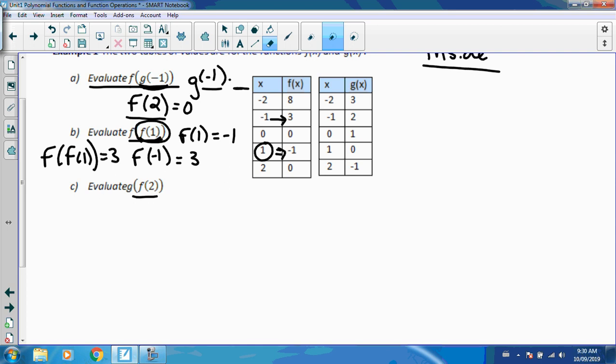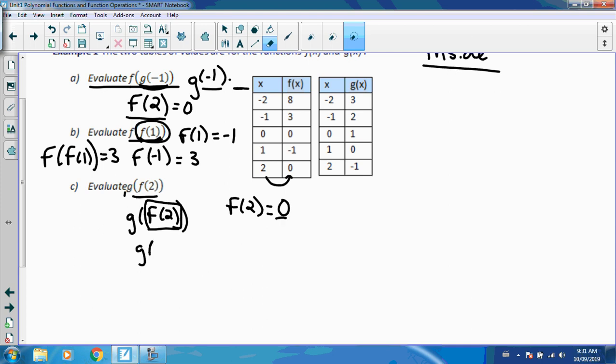And down here, I should have put a bit more space there, but this is the g of the f of 2. So if we just clean this up again, there we go. I want to start with the inside, the f of 2. F of 2 is 0. So now I'm going to replace that with this value.